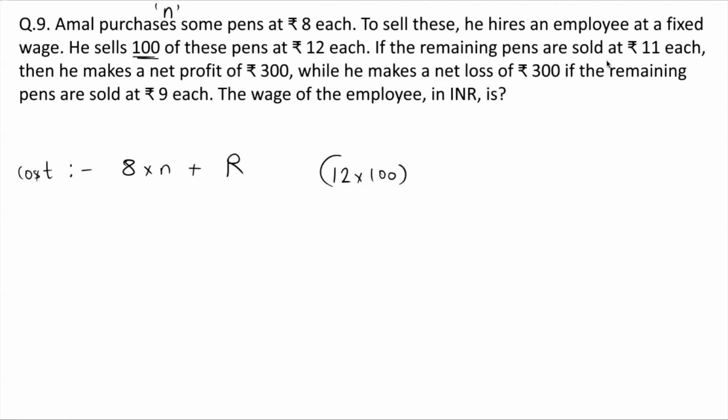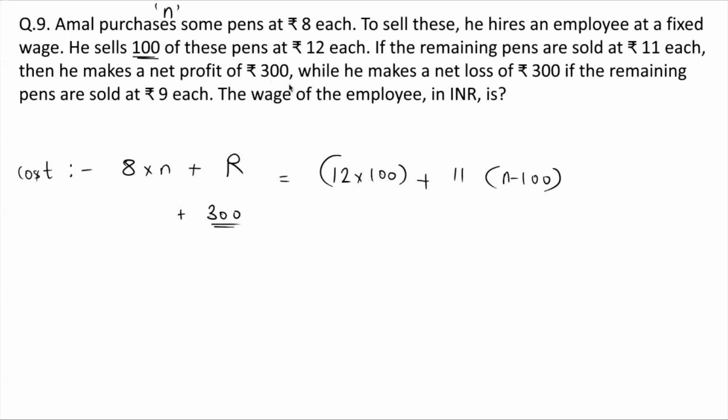If the remaining pens are sold at 11 each, then he makes a net profit of 300 rupees. So 100 pens he has already sold, and if he is selling the remaining n minus 100 pens at rupees 11, that means he's making a net profit of 300 rupees. Means the total selling price, 12 into 100 plus 11 into n minus 100, will be the cost plus 300 rupees, right? That's the profit.